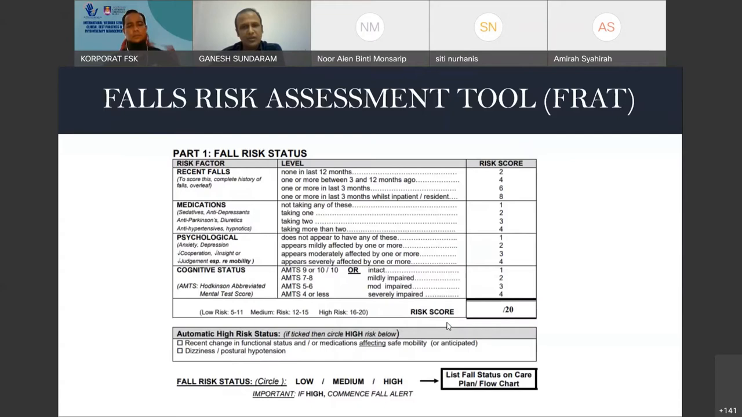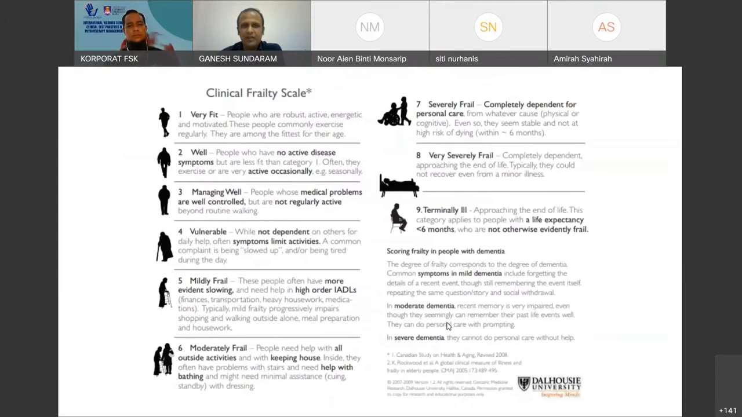The checklist follows the Clinical Frailty Scale as per Dalhousie University. You can go through Google and find out what the clinical frailty scale actually is. Frailty is when a person is fragile. If it is an object, we say fragile. If a person is weak, we call it frailty. So it carries from very fit to terminally ill.